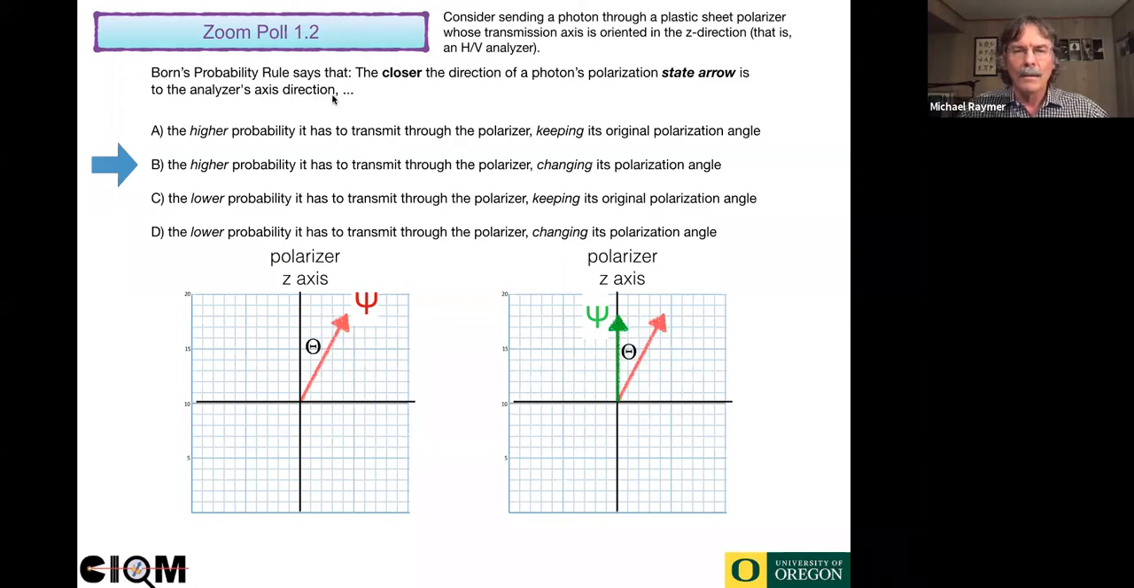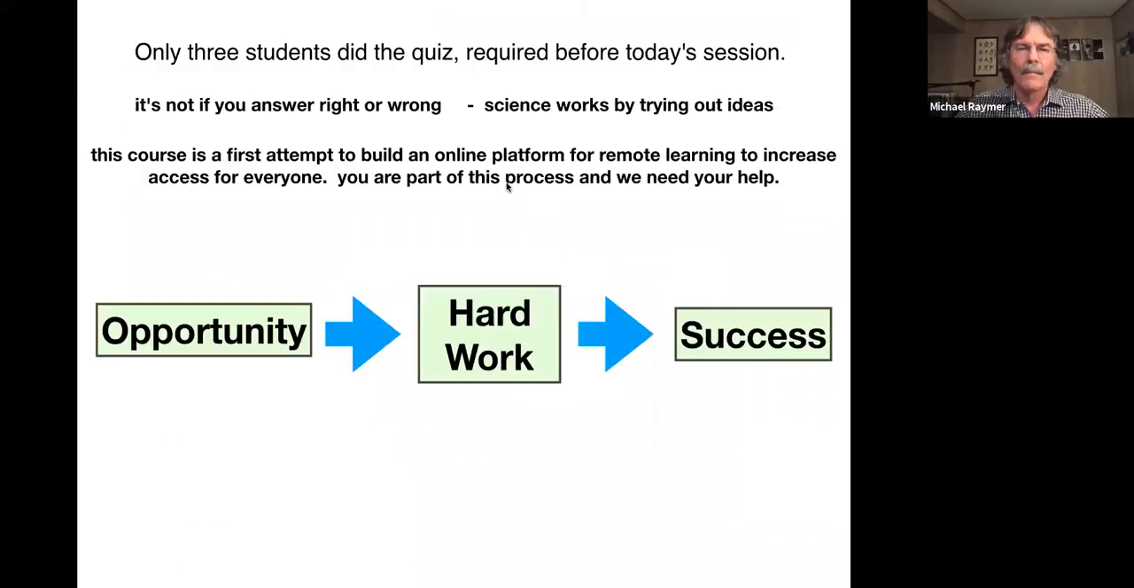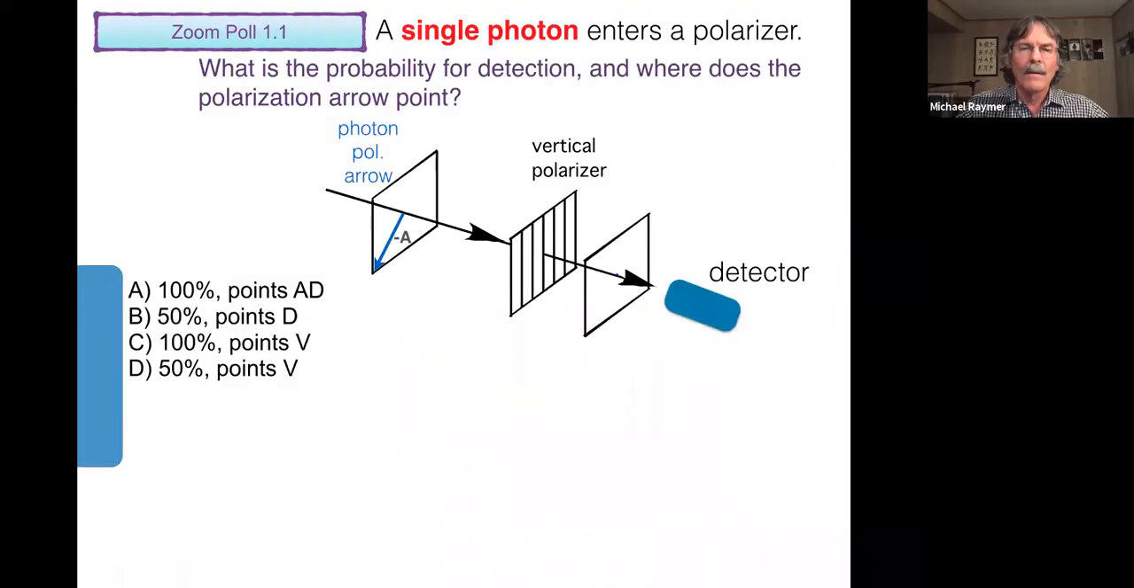I'm going to stop that. Just like in this example. Remember, if the photon gets through the vertical polarizer, its polarization is now vertical.